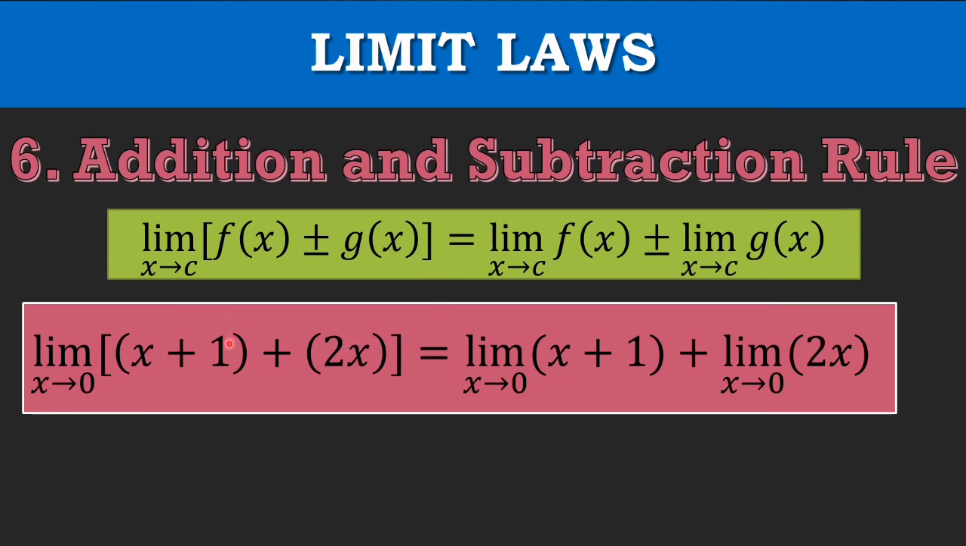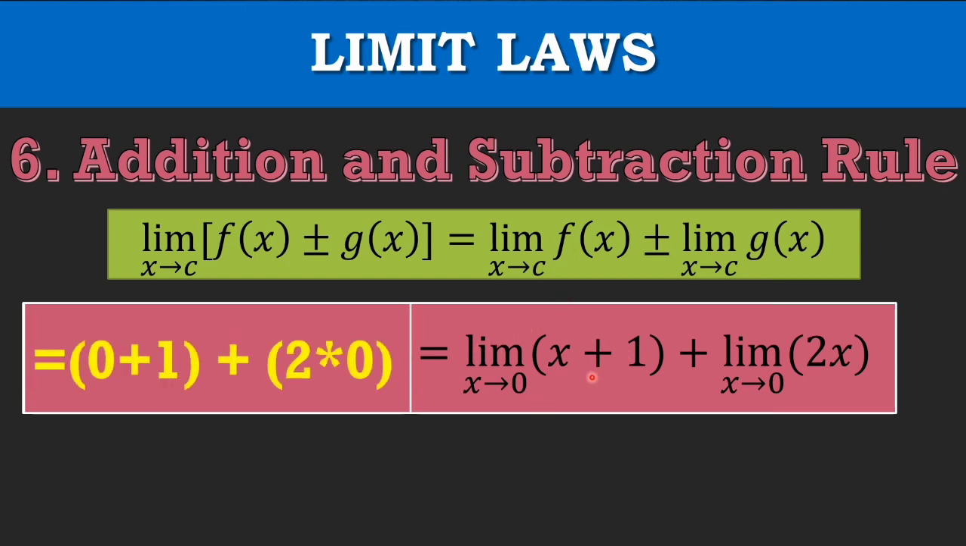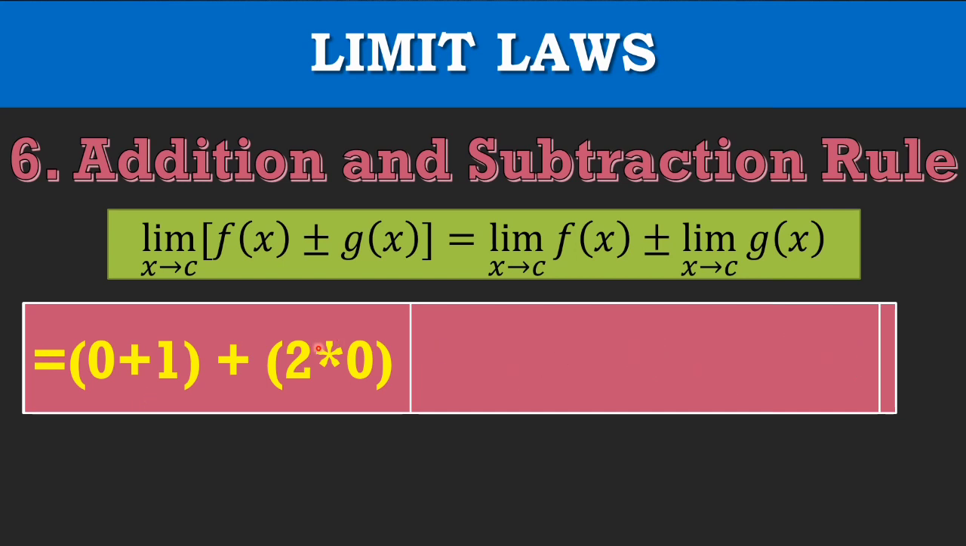So to find the limit of this addition, pwede natin kunin muna yung limit ng isang function as x approaches 0, then i-add to the result ng limit ng isa pang function as x approaches 0. So by substitution, ito magiging 0, and 0 plus 1 is 1. So the result for this is 1, and this one magiging 2 times 0, and the result is 0. And 1 plus 0 is equal to 1.